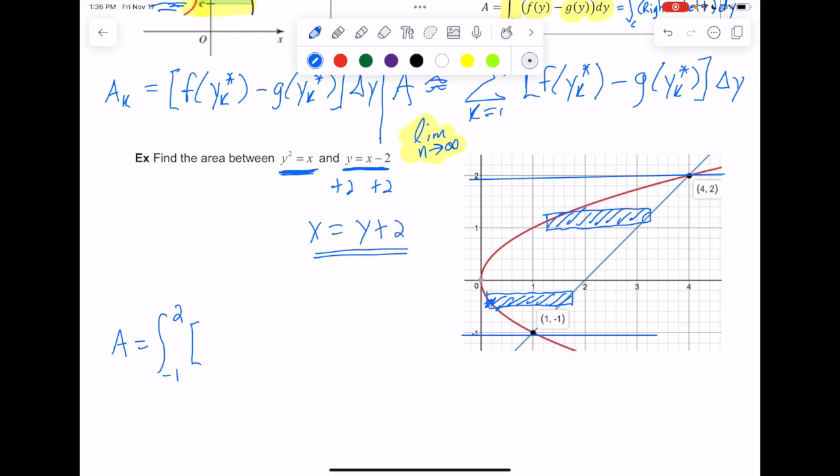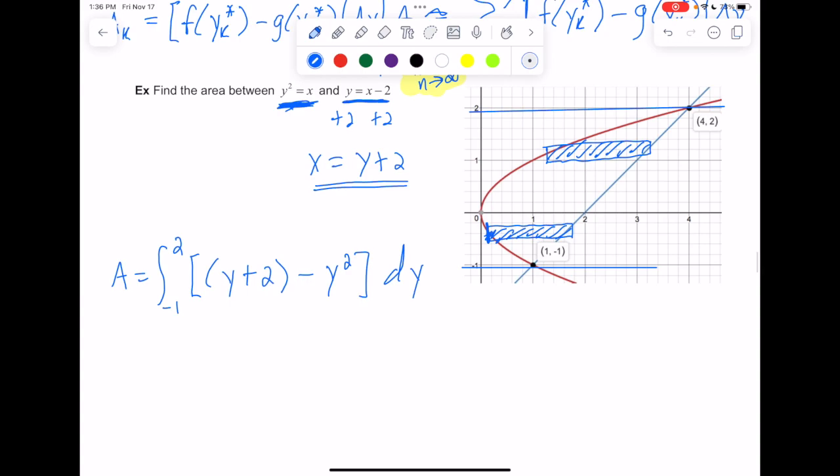Here's our left-hand x value. So our right-hand x value is y plus 2 from the line. Then subtract the x on the left, which would be the x from the parabola. The x from the parabola is y squared. And then with respect to y, that gives us our thickness of those rectangles. So we only have to do one rectangle instead of 2. And let's go ahead and take a look at that. So it'd be from -1 to 2, y plus 2 minus y squared dy.